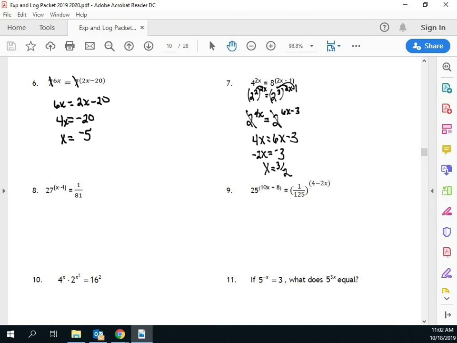All right, number 8. Any ideas? Let's work together on this one. Three to the what? 3 to the negative 4 is over here. Good. 3 to the third is over here. I don't know why I wrote a 4.